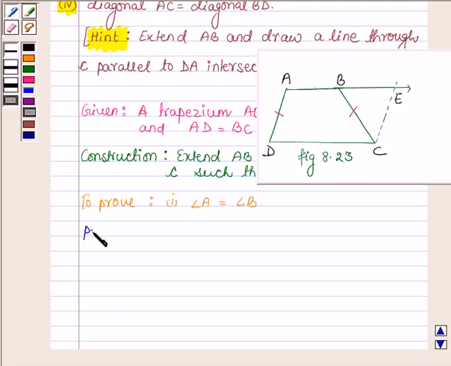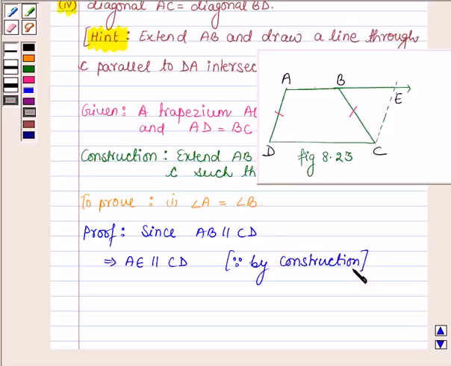Let us now start with the proof. Since AB is parallel to CD, this implies that AE is parallel to CD, and this is by construction. Since we have extended line AB and drawn a line through this point C such that it meets the extended line AB at a point E and AD is parallel to CE, this implies that AECD is a parallelogram. Let this be number 1.